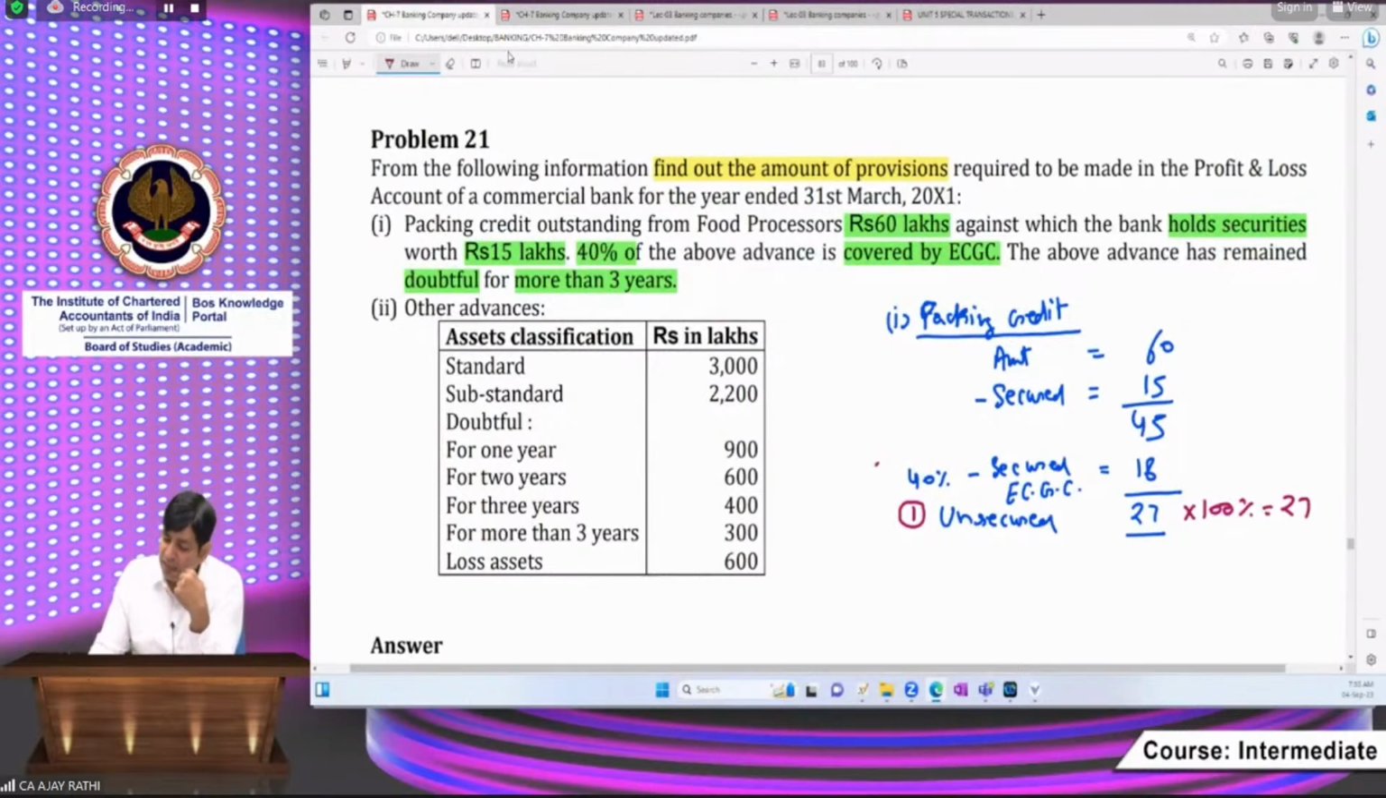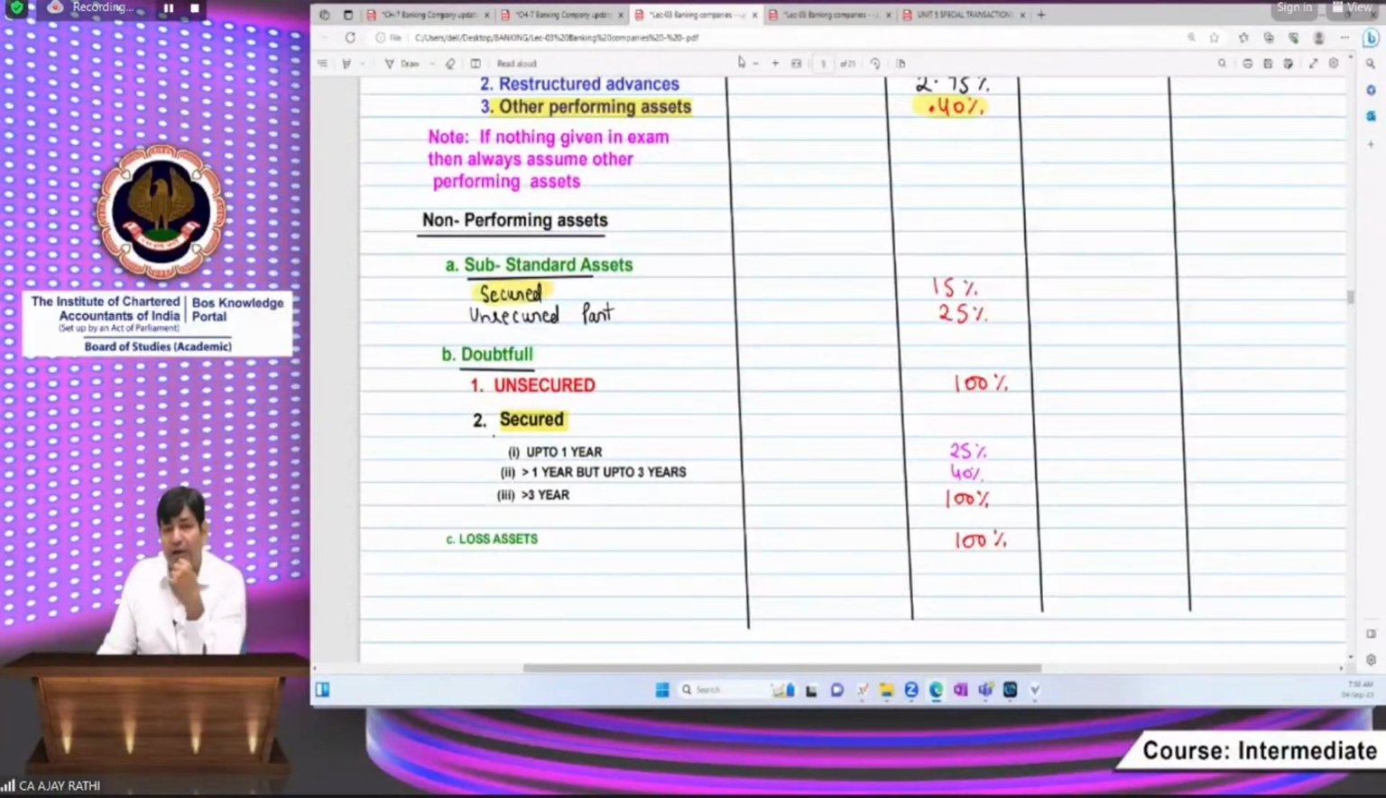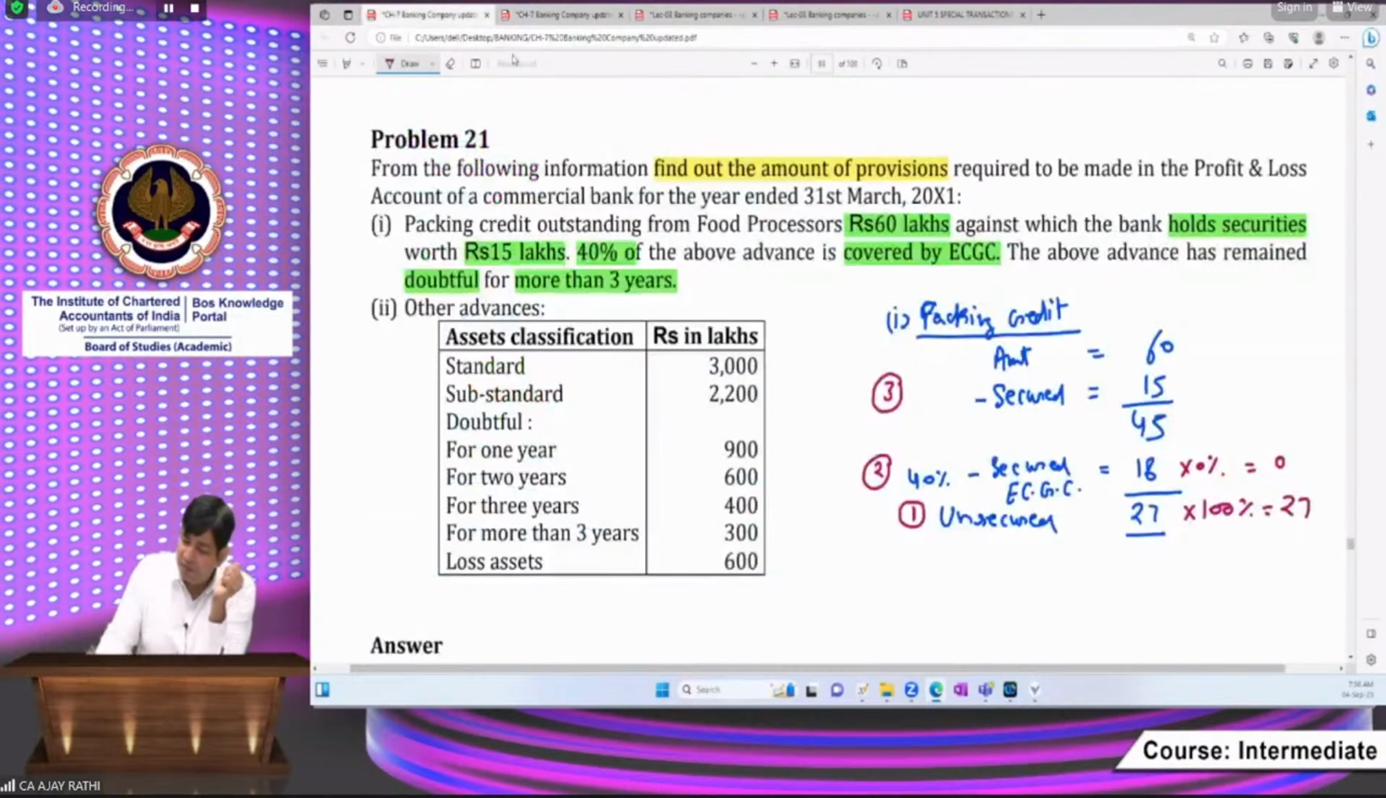Now see, the second part is the part secured by government. There is no risk on this, 0%, nil. And the third part has been secured by the security offered by the customer. You have already seen these percentages on the secured part. Now we have to check whether the duration is more than 3 years, up to 1 year, or 1 to 3 years. The duration in this question is more than 3 years, so we shall prepare 100% provision. Sorry, not on 45. On such, 15%.